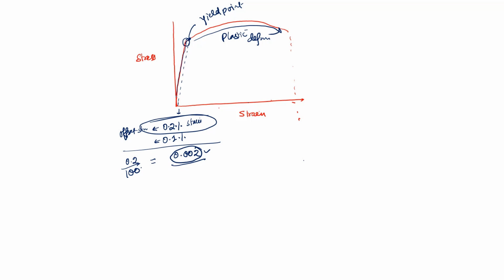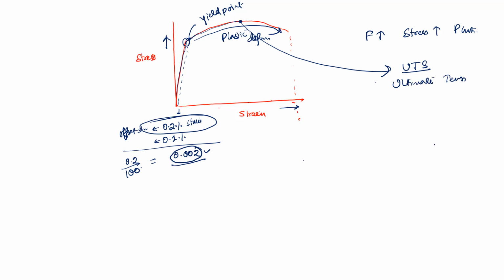What is the next thing? What happens if we keep on increasing the force? It is seen that the stress also keeps increasing in the case of plastic deformation, but it goes to an upper limit. And this upper limit is called UTS, that is ultimate tensile strength.